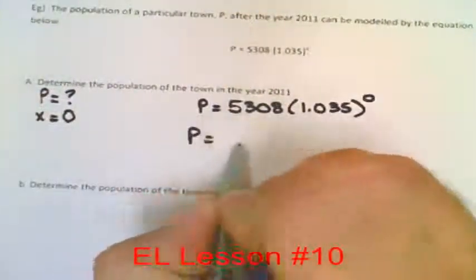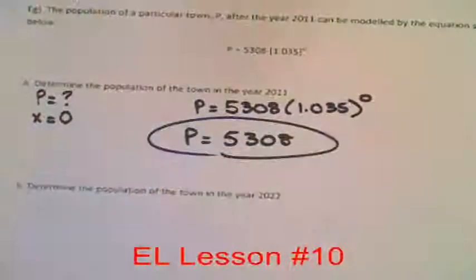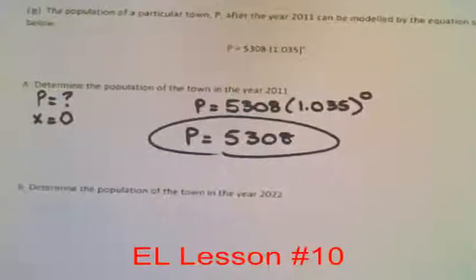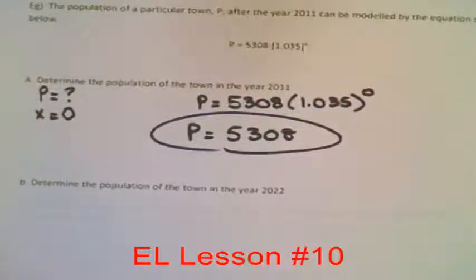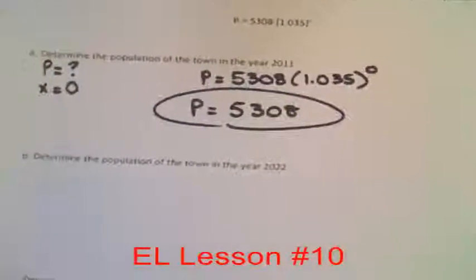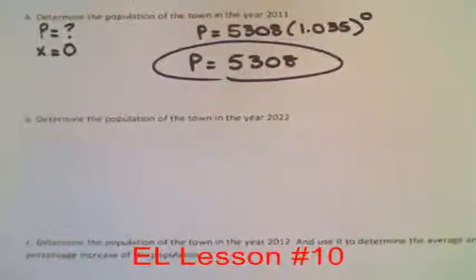Now there's a variety of ways to evaluate it. I could type it into the calculator. I could use the fact that anything to the power of 0 is 1. So all of this becomes 1, and I just end up with 5,308. However you do it, you're going to get that. The population in 2011 was 5,308, based on this model.